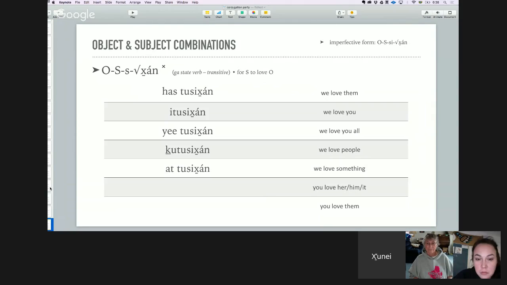Chasank. You love her, him, or it. We'll come back to you, I promise. Just gotta break up the pattern. You love her, him, or it. Isachan. So you're gonna have a 0, and then an I. And when we got this imperfective, it's nice because the object and subject are right next to each other, and we start to see how it works. You love them.